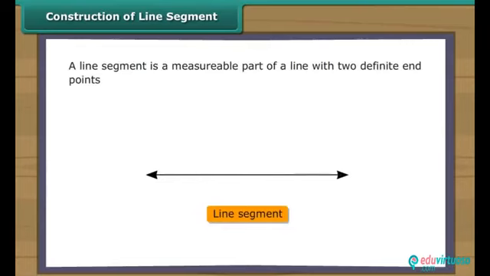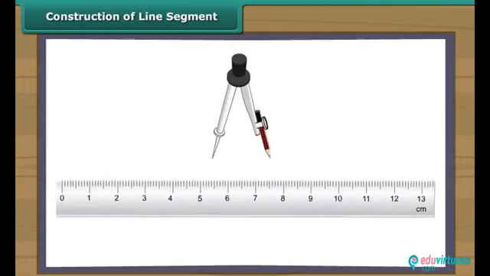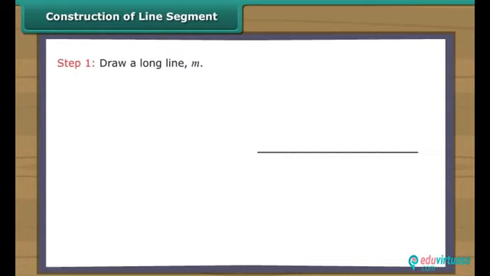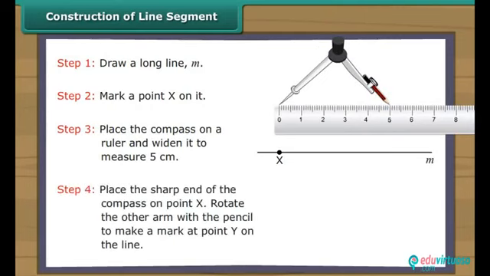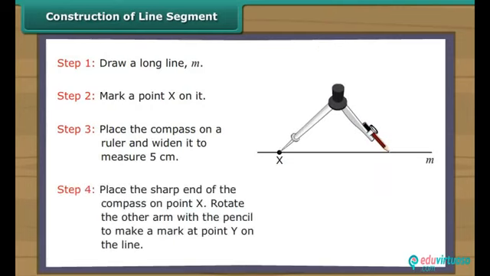Construction of line segment. A line segment is a measurable part of a line with 2 definite endpoints. We use a ruler and a compass to construct a line segment. Let us construct a line segment 5 centimeters long. Draw a long line M. Mark a point X on it. Place the compass on a ruler and widen it to measure 5 centimeters. Place the sharp end of the compass on point X. Rotate the other arm with the pencil to make a mark at point Y on the same line. We have a line segment XY which is 5 centimeters long.